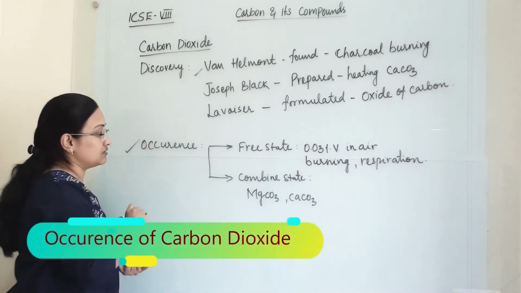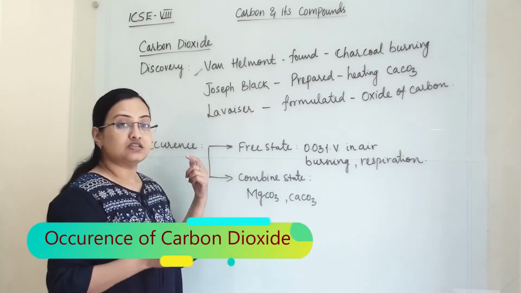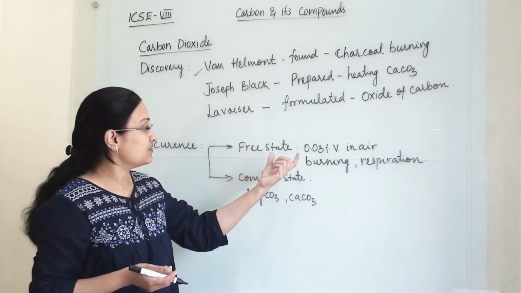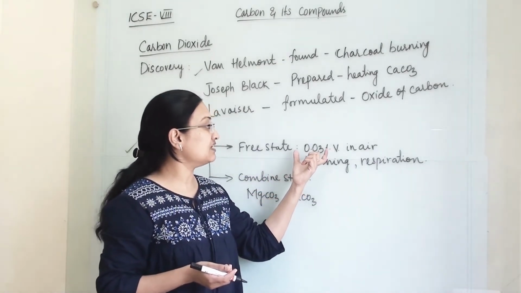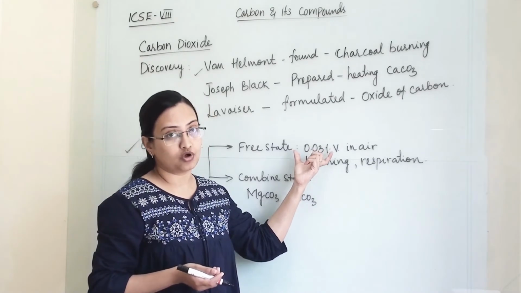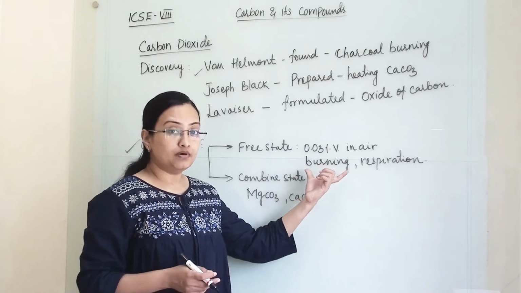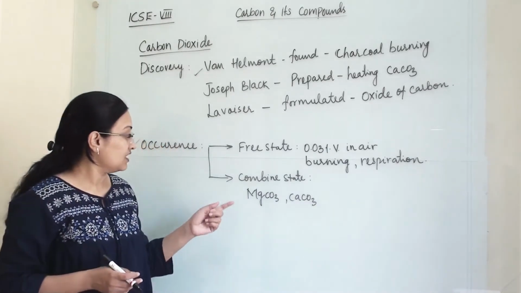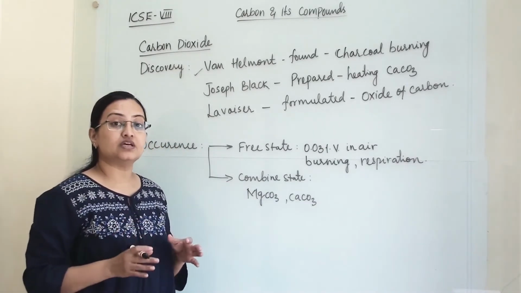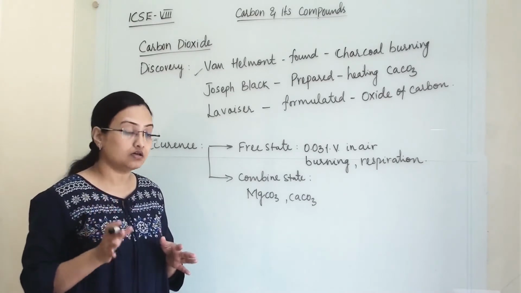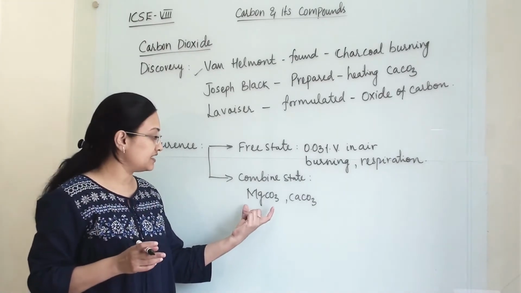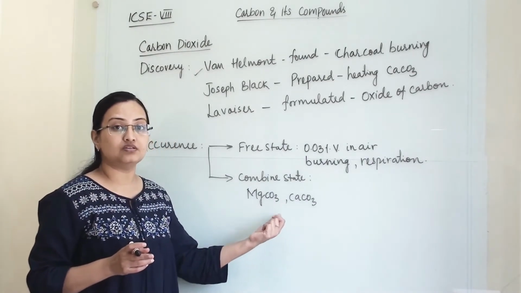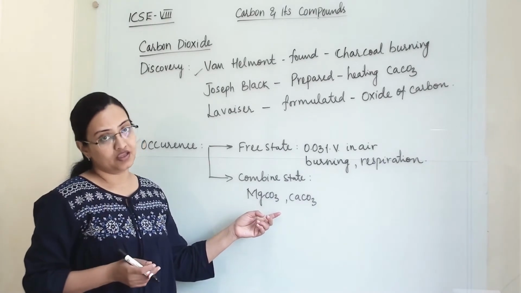Then occurrence. Carbon dioxide occurs in nature in free state as well as in combined state. We know that in free state, carbon dioxide is present in the air at 0.03% by volume, and via burning and respiration, carbon dioxide is adding up in nature. In combined state, carbon dioxide is present in the earth's crust in the forms of magnesium carbonate and calcium carbonate. So when we heat these compounds, carbon dioxide gas will evolve.